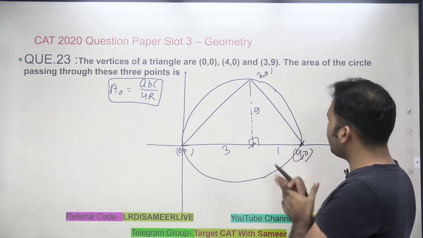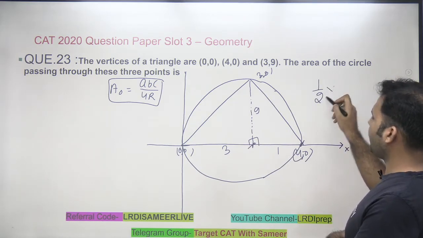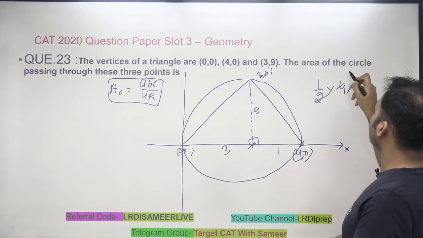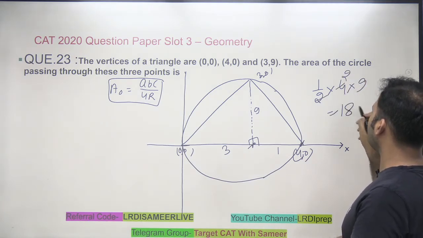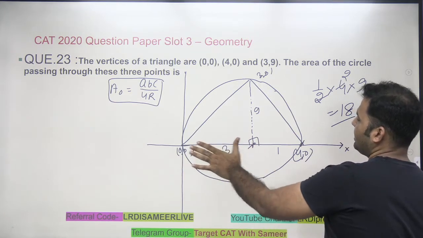Now, can we find out the area? Yes, the area of this triangle can easily be found out. 1 upon 2 into base, which is 4, into height, which is 9. So the area of the triangle is 18. If the area of the triangle is 18, all I need is the length of all 3 sides.